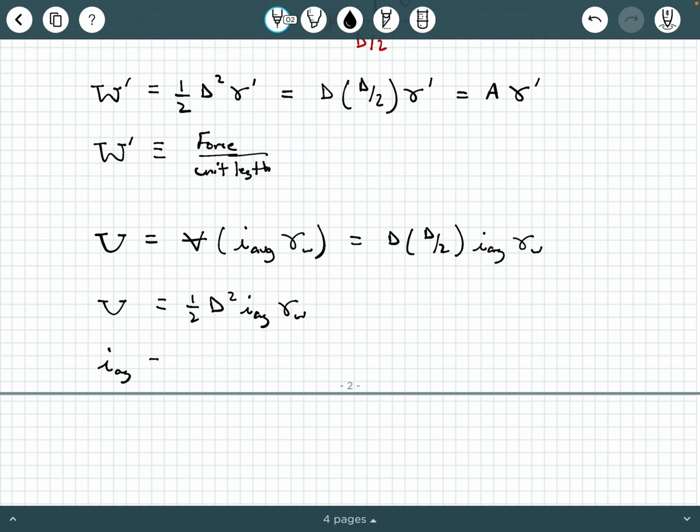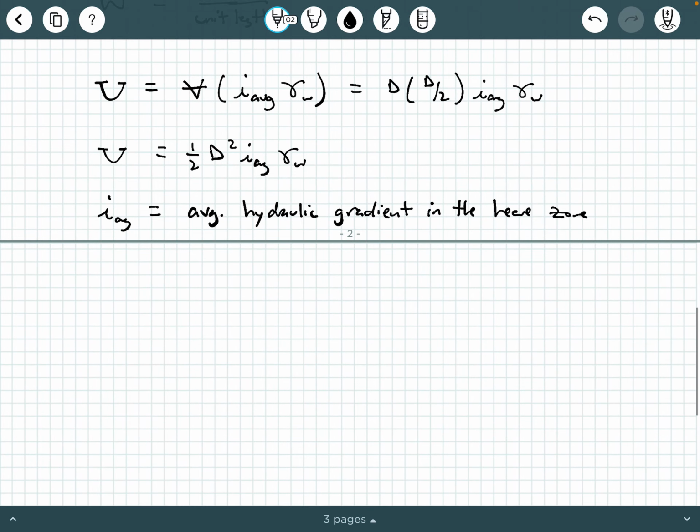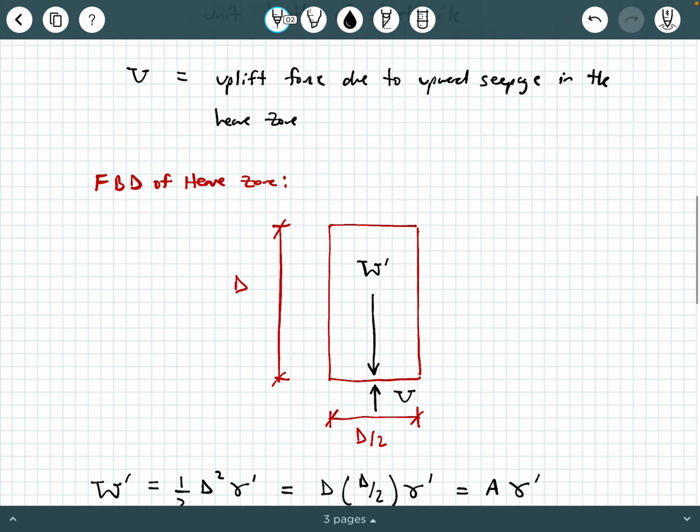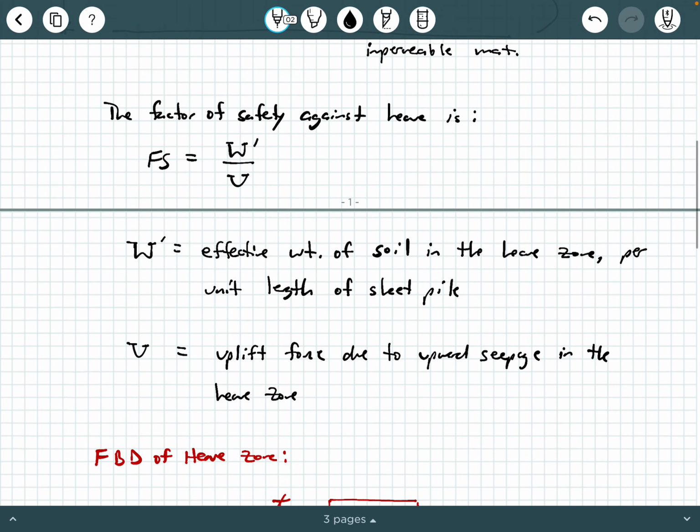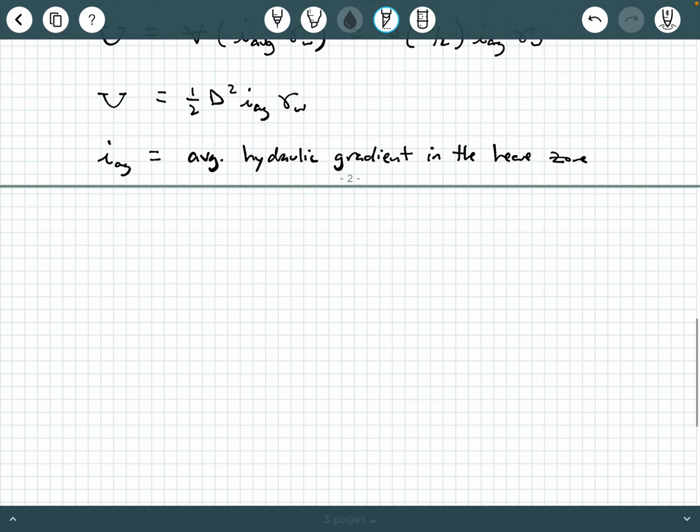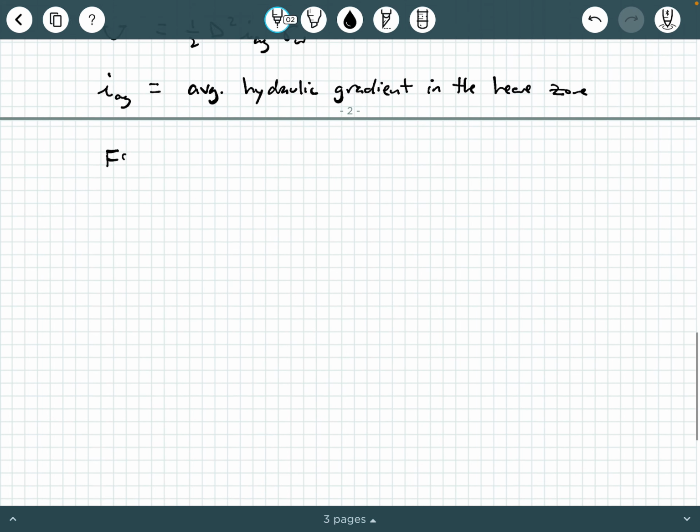Now, what is I average? Well, I average is the average hydraulic gradient in the heave zone, okay? So it's the average hydraulic gradient through that distance D, all right? So if we piece all of this together, you know, again, we had this factor of safety. Let's scroll back up. We had this factor of safety here, W prime over U. So if we piece this together, Fs equals W prime over U.